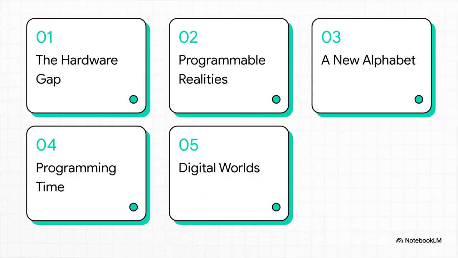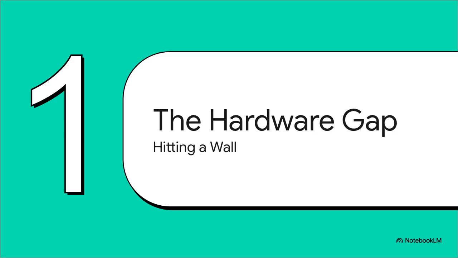So here's how we're going to break this down. First, we'll look at the big problem, the wall that quantum computers are hitting right now. Then, we get to the wild part, the idea of building digital realities from the ground up. We'll even check out the new language you'd need for that, how you could program time itself. Yeah, you heard that right. And finally, what the dawn of these digital worlds could really mean for all of us. All right, so let's jump right into section 1.